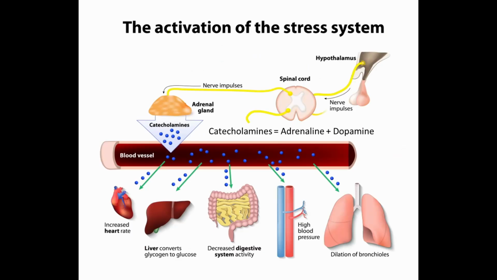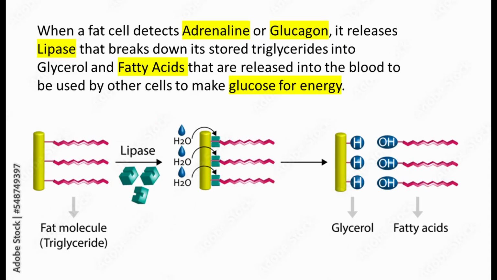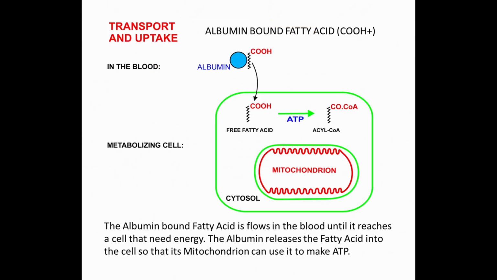In emergency situations, as a result of stress or fright, the adrenal glands release adrenaline, also called epinephrine. The result of the presence of glucagon or epinephrine is that white fat cells produce the enzyme lipase, which breaks down by hydrolysis its store of triglycerides into glycerol and free fatty acids. The free fatty acids are bound to albumin globular proteins before release into the bloodstream.